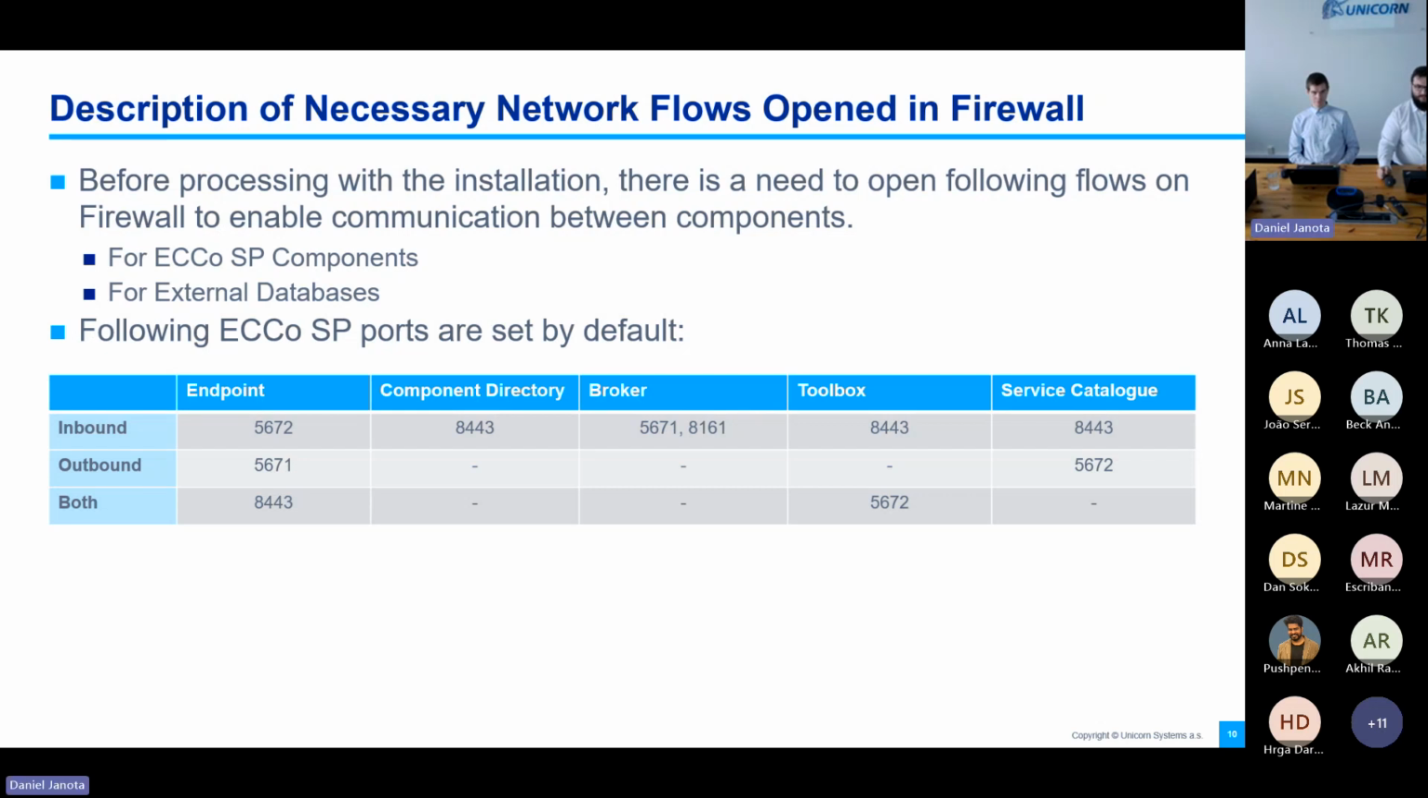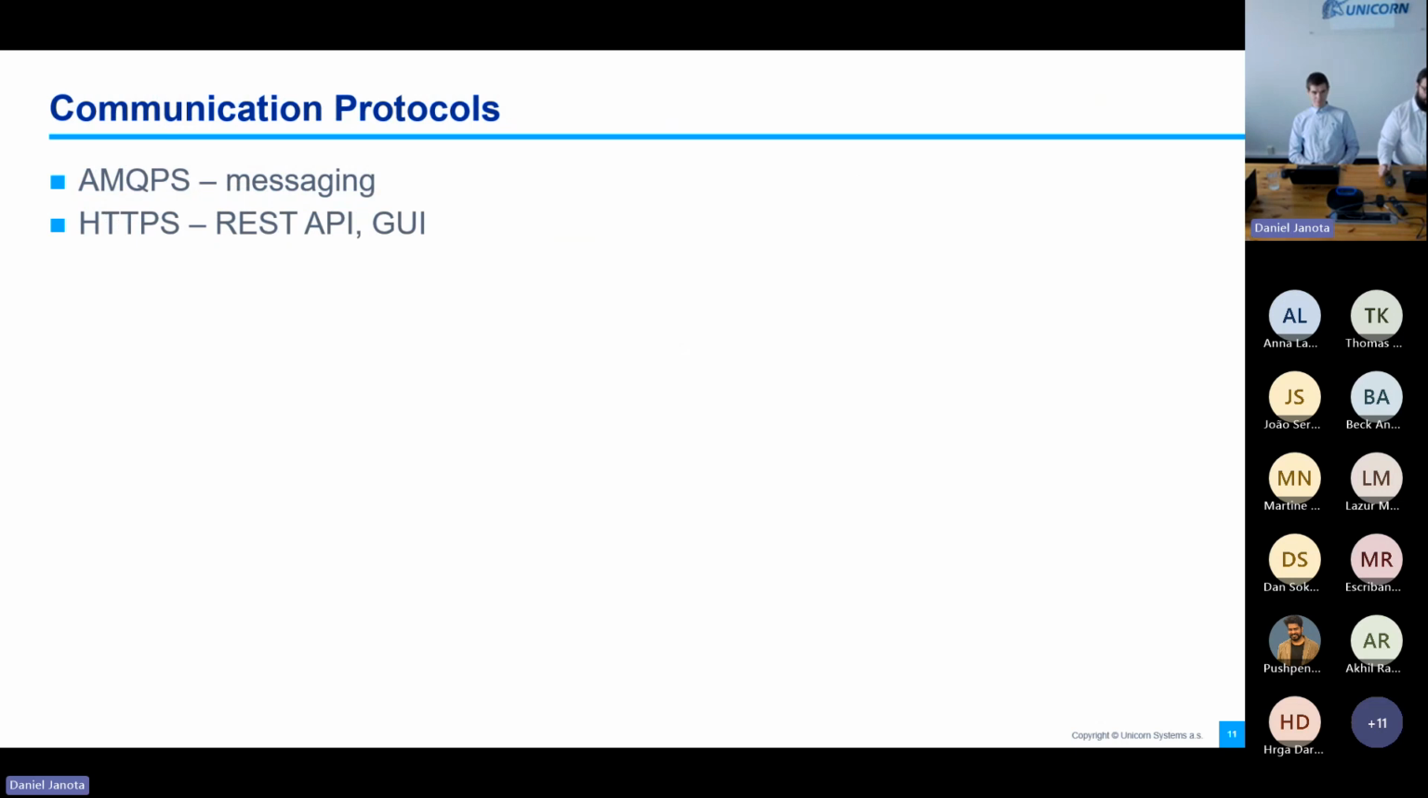Also, another port that would need to be opened in the firewall is the port for external databases, if one is used by the ECCoSP, but we will get to that a little bit later on some next slides. Regarding communication protocols, ECCoSP by default uses AMQPS for messaging, and HTTPS for the REST API and graphical user interface. Those two are the default ports and protocols.